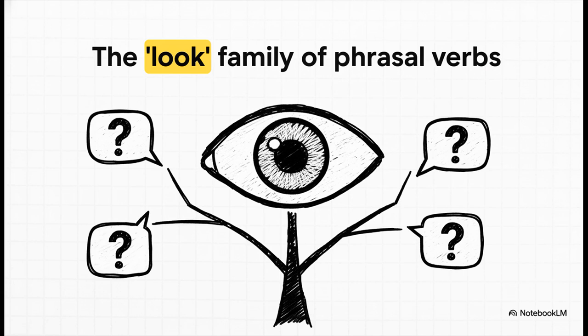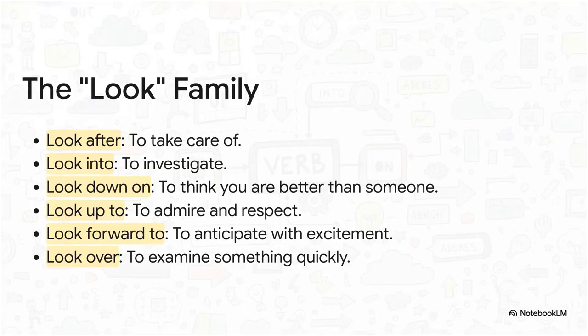Let's take a super simple verb, look. By itself, its meaning is pretty straightforward. But it's also the head of a huge, and I mean huge, family of phrasal verbs. And you can totally see the pattern here, can't you? Add after, and it means to take care of someone. Add into, and now you're investigating something. To look up to someone is to admire them, while the total opposite, to look down on them, means you feel superior. It's the same base verb, but that little particle creates a whole new world of meaning every single time.